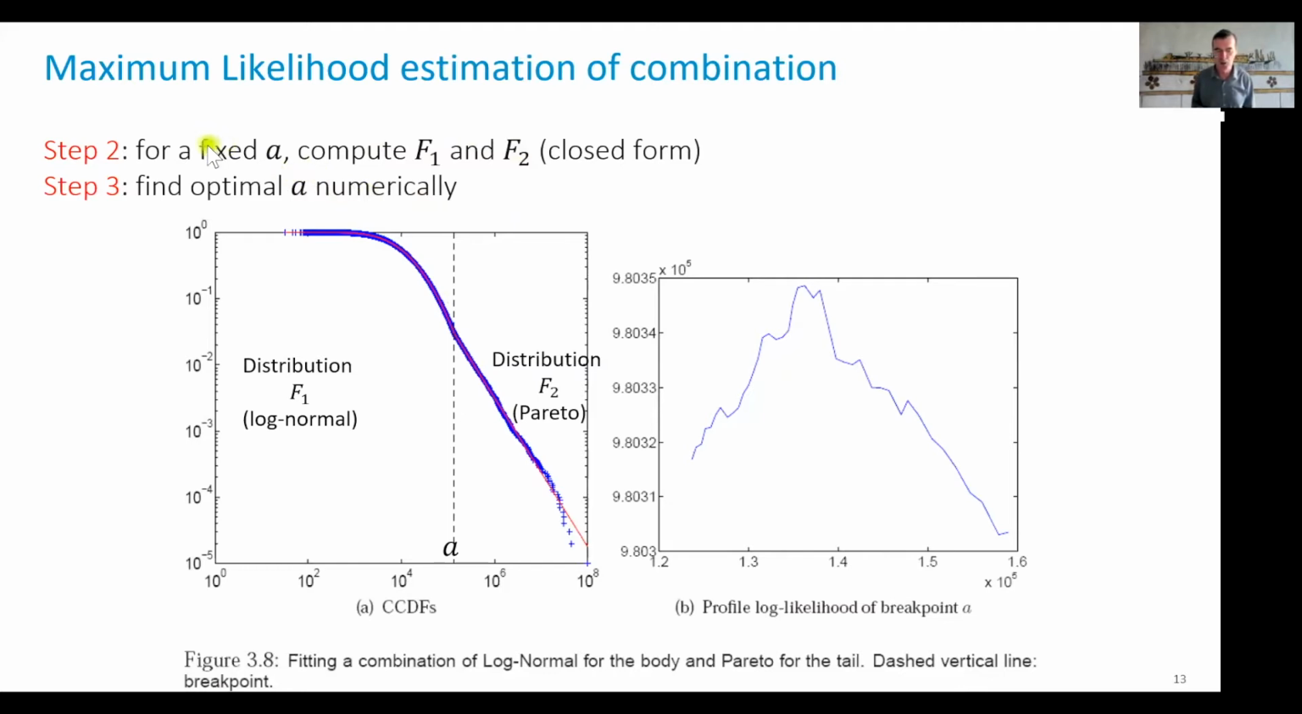So that's a possible way. If I know the breakpoint A, I can estimate F1 and F2, because for estimating F1, I have simply a formula that we have seen before. That's a censored log normal distribution. We've seen last week how to estimate this. And for F2, we have a Pareto distribution for which we also have a closed form. It's not a general Pareto here because I've assumed the Pareto distribution starts at A. Now, how do we find A?